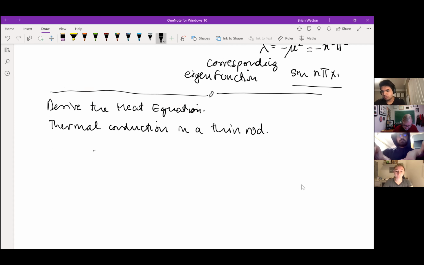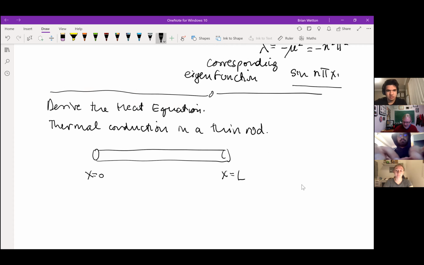Okay, so what's my setup? I'm going to have the thin rod. It's going to go from x equals 0 to x equals L. And of course, you know from last lecture that at some point we're going to scale x so that there's a scaled dimensionless x that goes from 0 to 1, which gets multiplied by L to get back to the unscaled variable. So here's my thin metal rod.